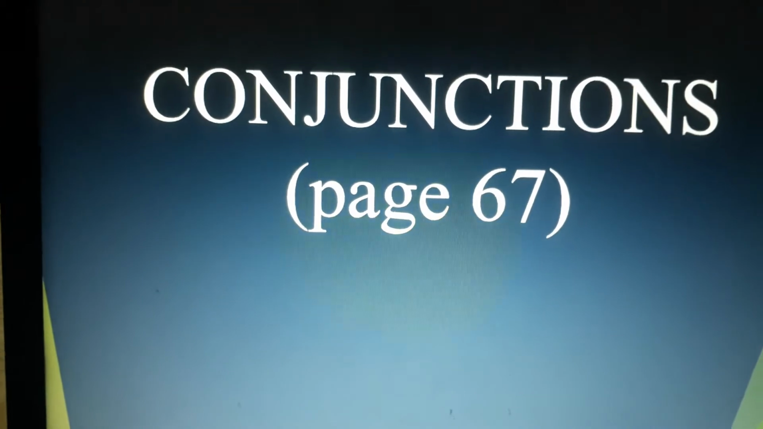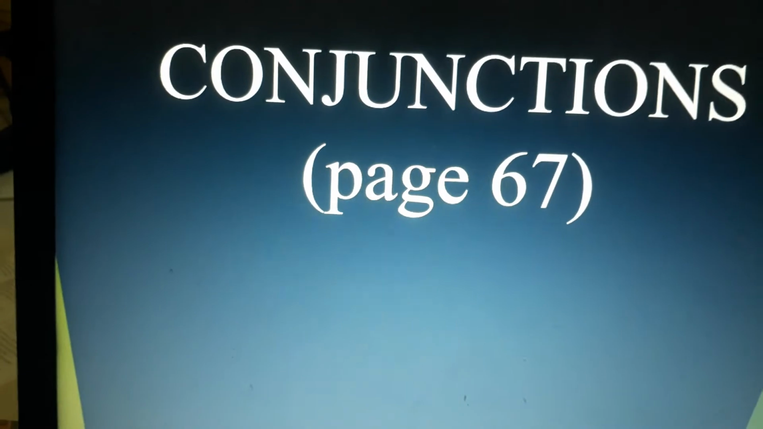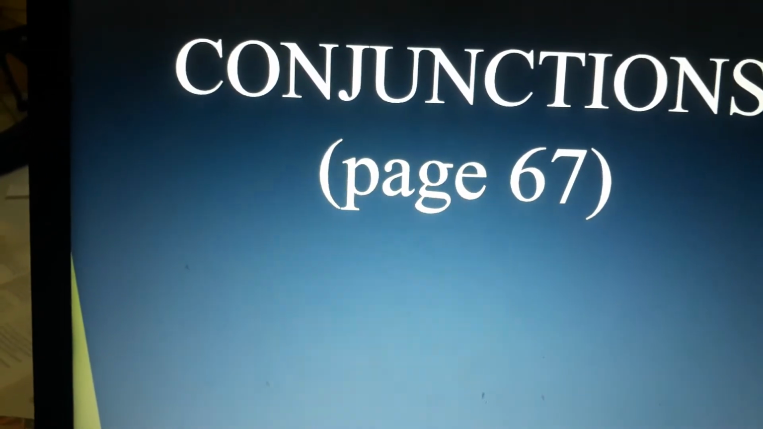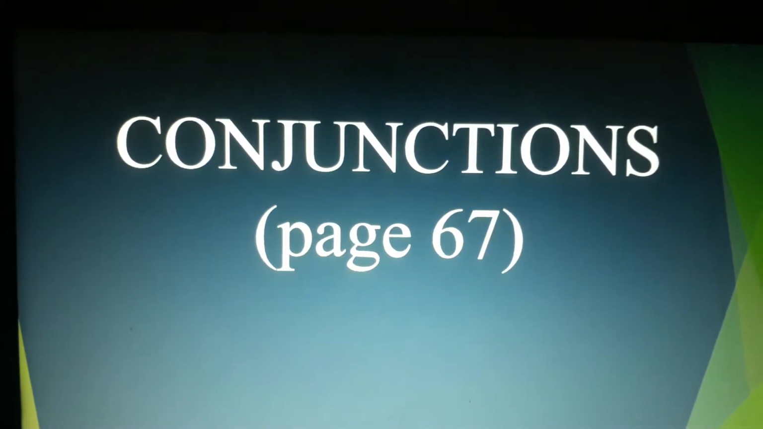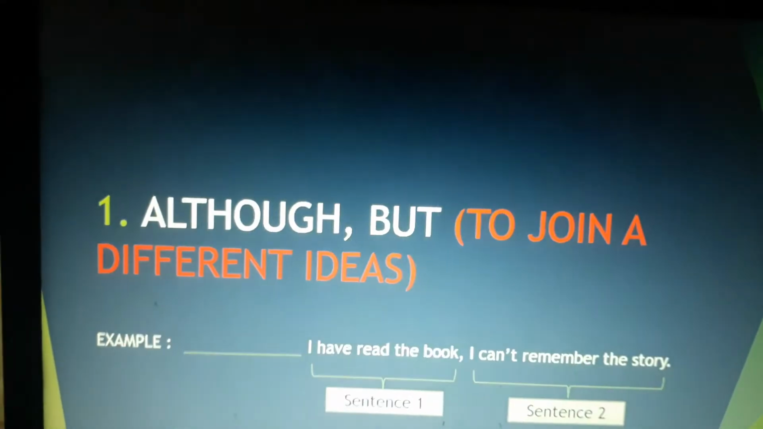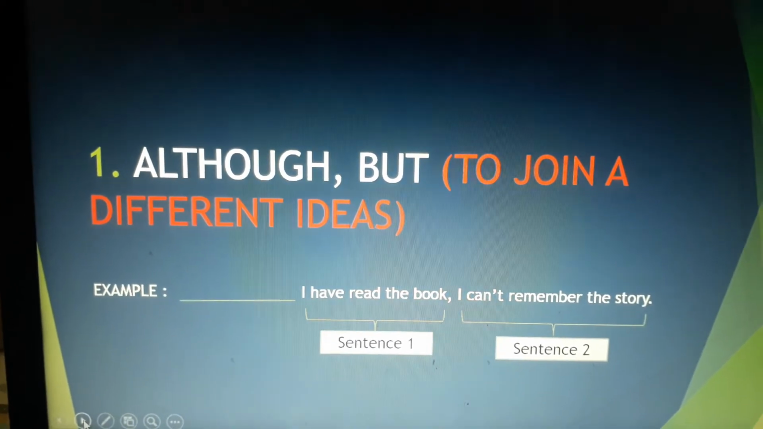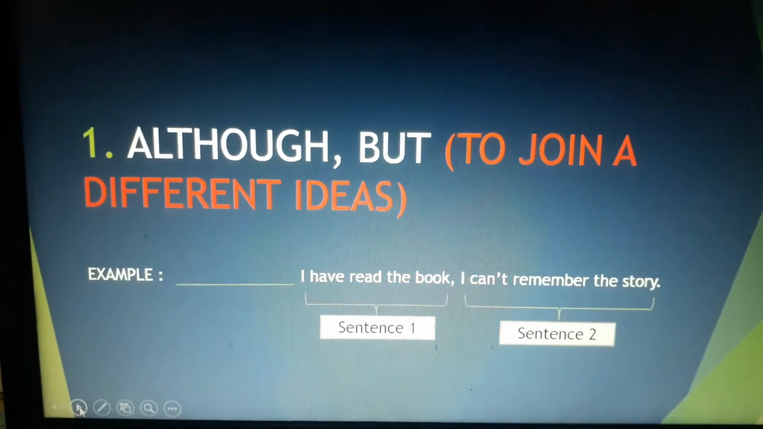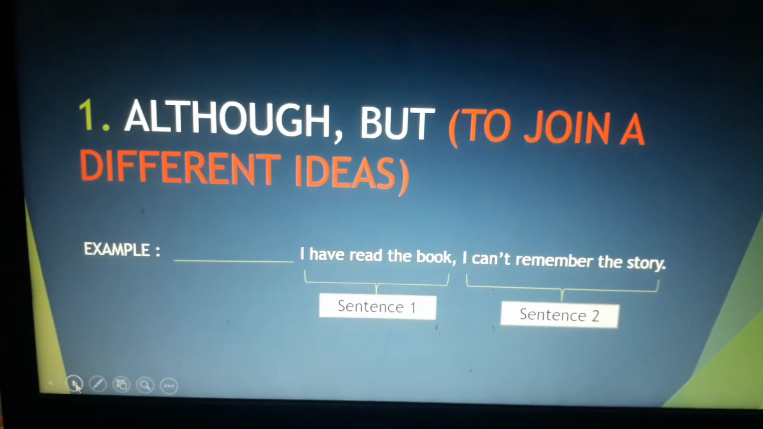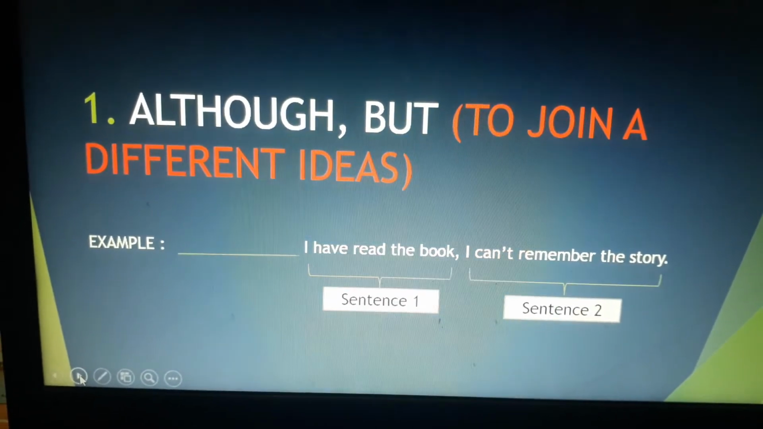We use because to give a reason. We use so to give a result, and we use but and although to join two different ideas or to say something that is surprising. Okay, Miss Martha will give you one example. Although and but join different ideas. Look at the example. I have read the book. Sentence number 1. I cannot remember the story.